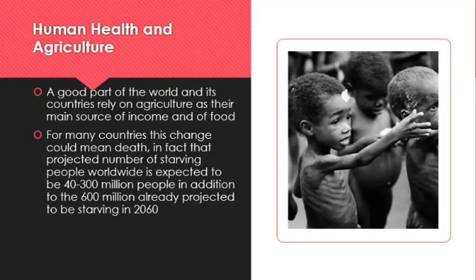Okay. So, human health and agriculture. A good part of the world and its countries rely on agriculture. Nakikinabang tayo sa agriculture para sa pera at sa pagkain natin. For many countries, this change could mean death. In fact, the projected number of starving people worldwide is expected na tumaas from 430 million people in addition to the 600 million people already projected to be starving in 2060. So, ito yung mga naging epekto.